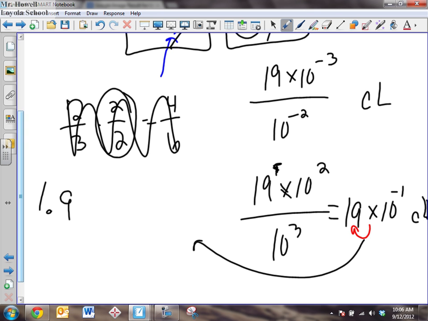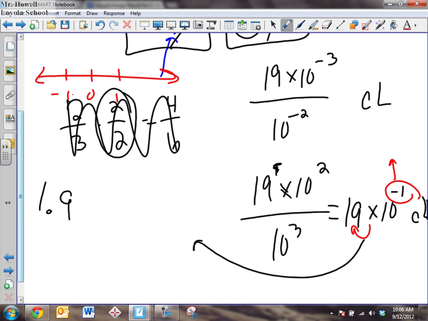Let me explain this. Take a number line, start at negative 1, okay? So what Jeff is saying is this. This number went from 19 to 1.9, which means it's getting smaller, right? So to compensate for that, this exponent here has to increase. Well, we moved the decimal one spot, so this has to increase by 1.